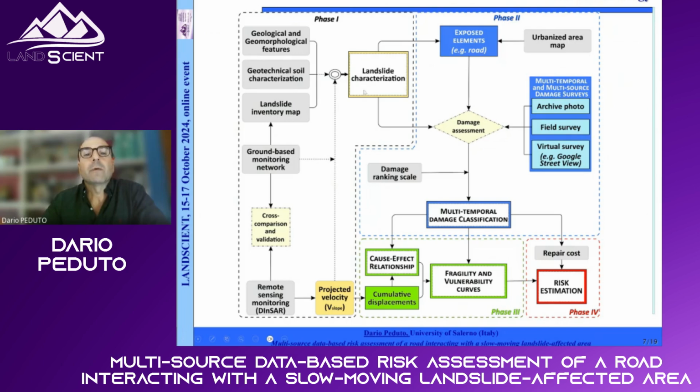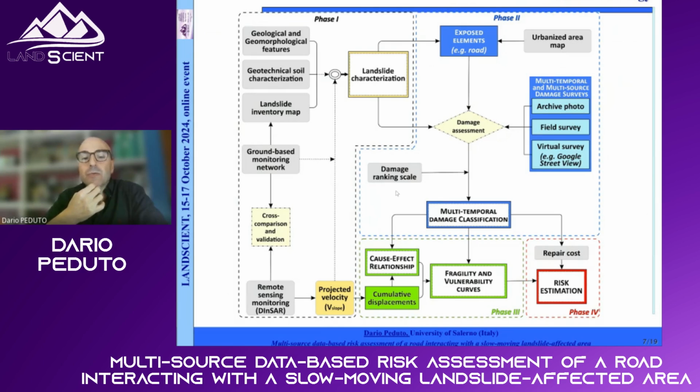In the second phase, starting from the landslide inventory map and merging it with the urbanized area map, we singled out the exposed elements. For these exposed elements, we focused mainly on the road crossing the landslides, and for this road the damage assessment was carried out with the use of archive photos, which were available from the National Research Council, field surveys, and, as a novelty, also Google Street View imagery. After the assessment, the damage was ranked in a damage ranking scale, which we properly defined for the case study. This allowed us to arrive at a multi-temporal damage classification.